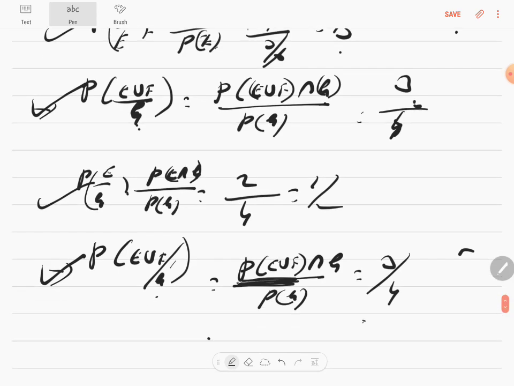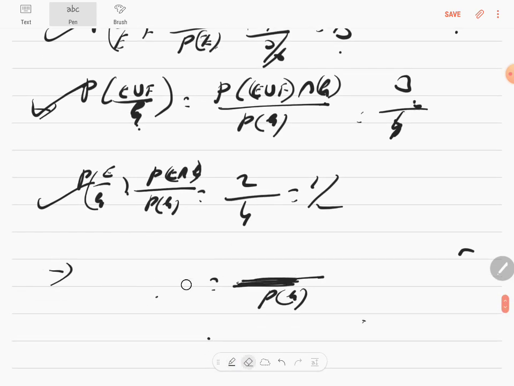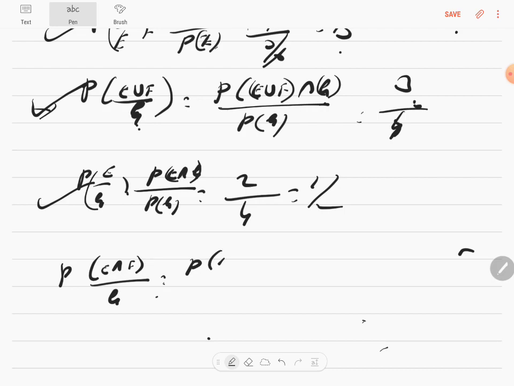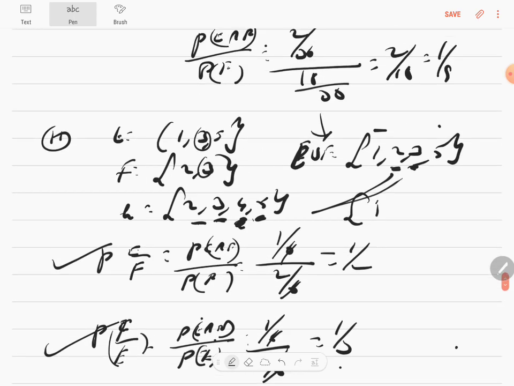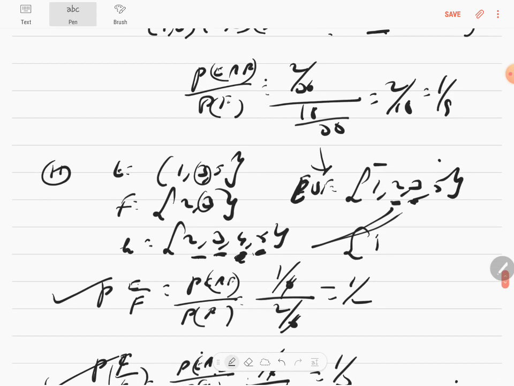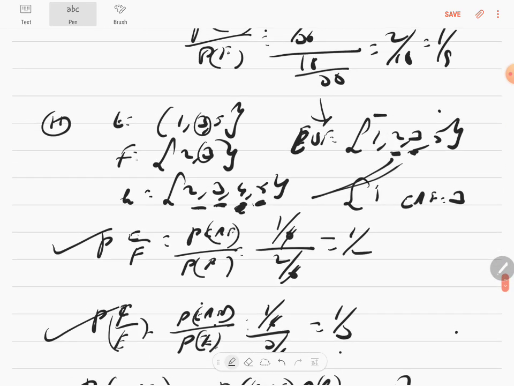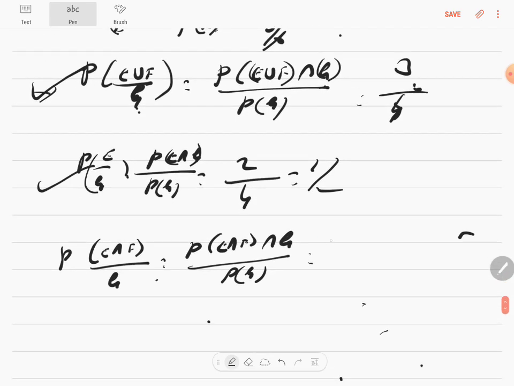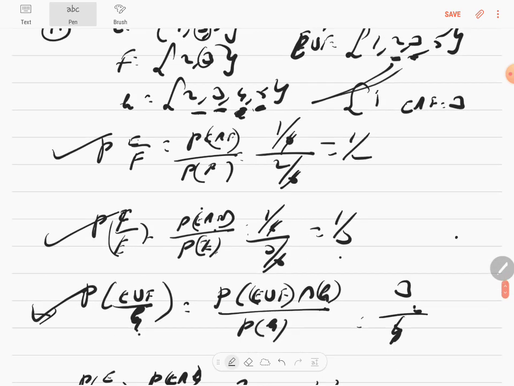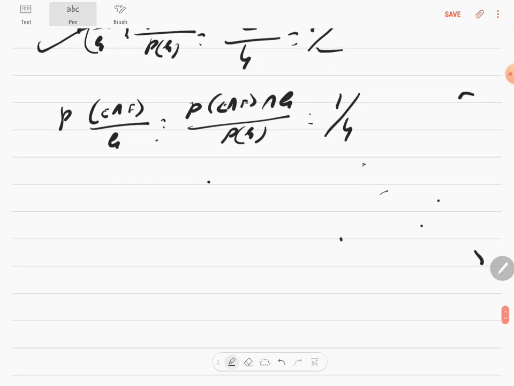Next is P of, oh, this is wrong. We are supposed to do E intersection F by G. P of E intersection F by G, which is P of E intersection F intersection G by P of G. Correct? E intersection F is what? E intersection F is just 3, which is 1. Intersecting with G will also be 1. Out of P of G, which is 4. So just write that. Let's go to the next question.